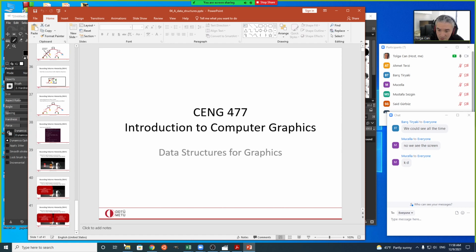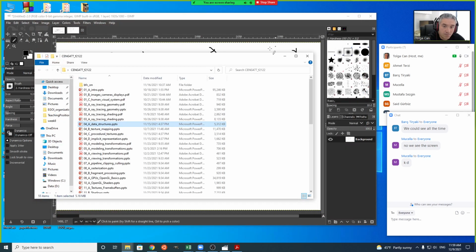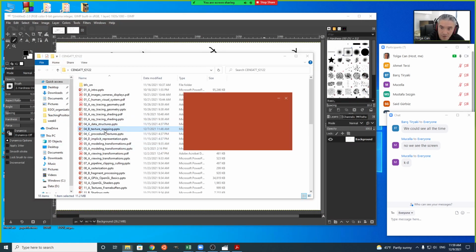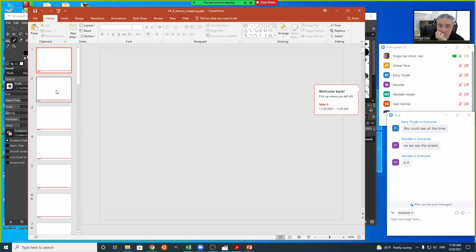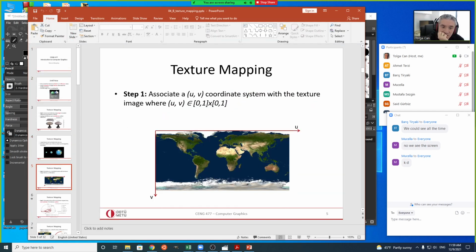So in texture mapping we have seen two main algorithms: the nearest neighbor, and the bilinear interpolation. Texture mapping was the second thing we did. The idea is to map an image to give different reflectance coefficients, to give different colors to different points on the surface. That was our main goal in texture mapping.